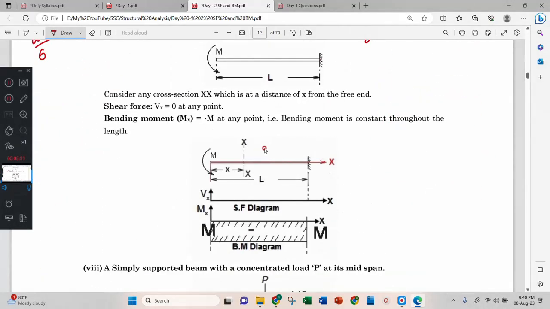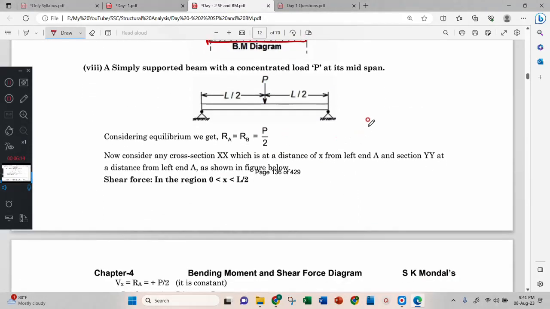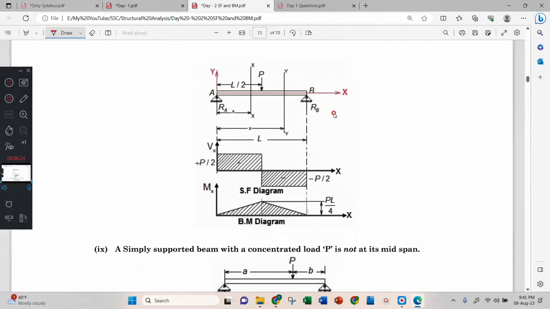Now very interesting. It is already studied: a cantilever subjected to just a point load. Now see the shear force diagram. Is there any diagram for that? No diagram. Then the bending moment is constant. Okay. Now point load: this is P by 2, this is P by 2. Then the shear force diagram is like this. Then the bending moment diagram is PL by 4.